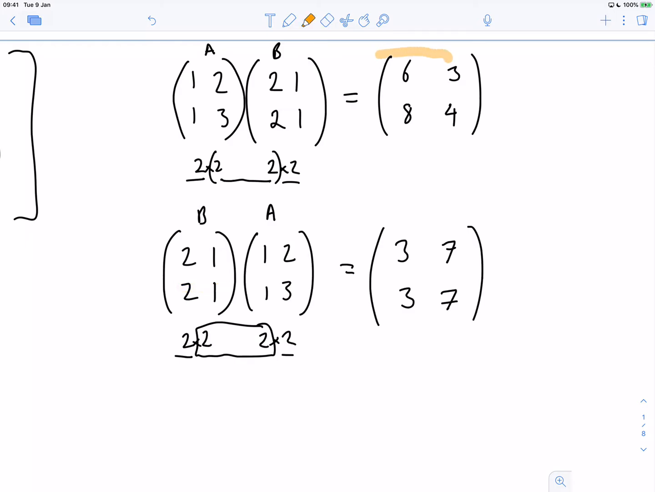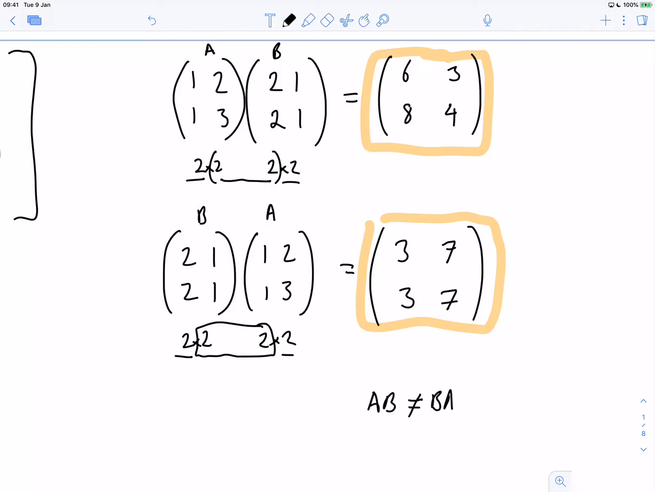And clearly this matrix is not the same as this matrix. They have different elements pretty much everywhere. So I'm hoping you can agree that AB doesn't necessarily become BA. There may be special cases where it does actually equal. So yeah, you just have to be really careful.